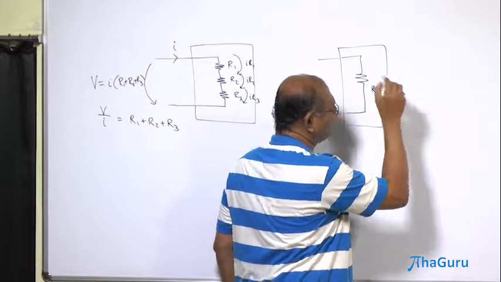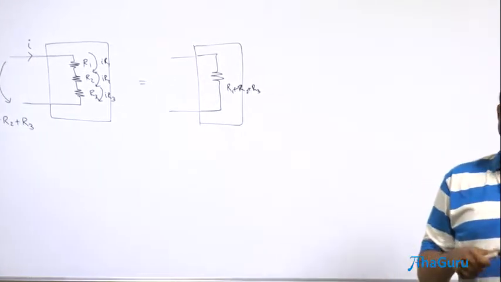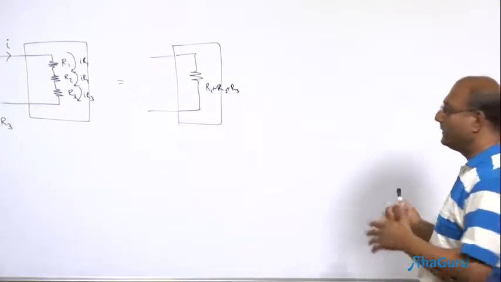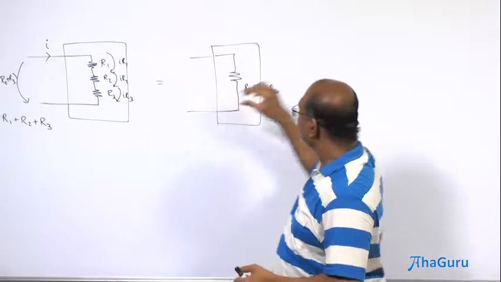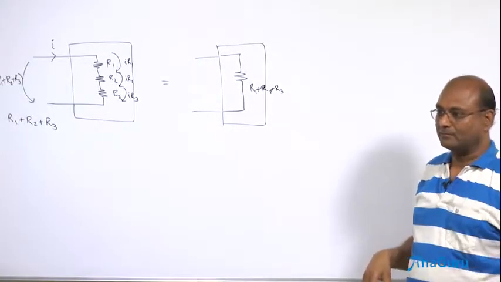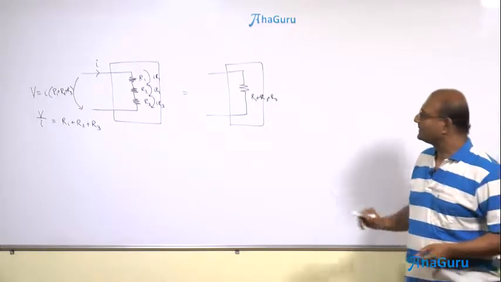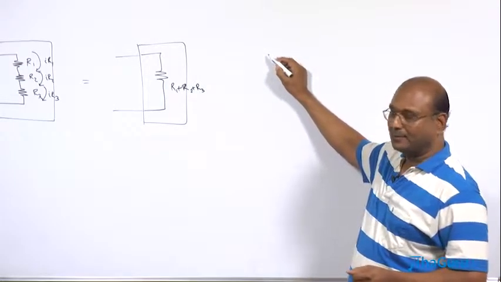Please first spend some time understanding the basic principle, because once you understand the principle, we will use it in many different ways. So I can think of these three as one single resistance, R1 plus R2 plus R3. So let us take this one example. Let us take another example.